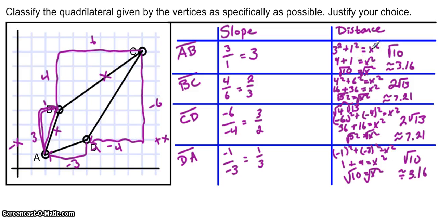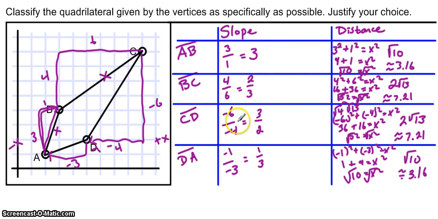Now, you might be asking yourself, why did we find all these slopes and distances? Well, we found them so we could use these as evidence to help us figure out what kind of shape this is. So we look at the slopes and distances and what kind of patterns we see. Let's start with the slopes. If the sides are parallel, then the slopes would be the same. Remember, because parallel sides have the same slope.